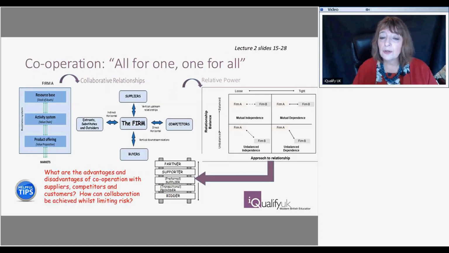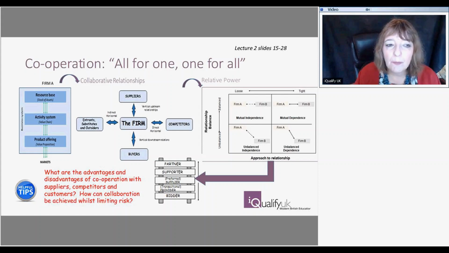Okay, so going back to our slides, we actually looked at the company as being a combination of resources, assets, activities, which you can capture in the value chain, and product offer, which is the value proposition. In other words, what you're selling out to your market. So that's what a firm is.